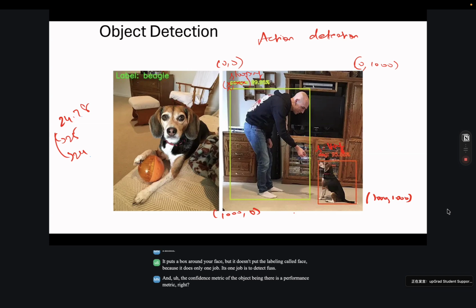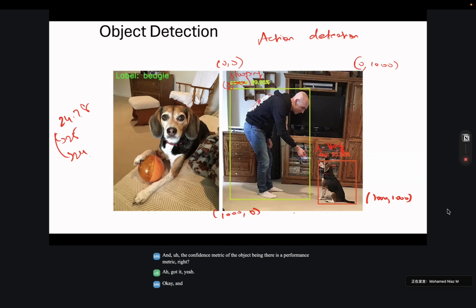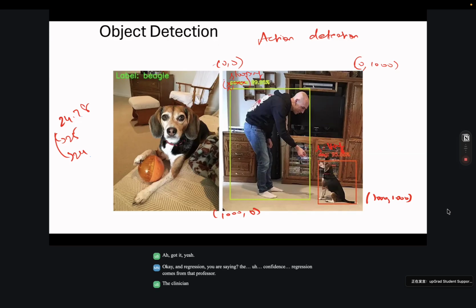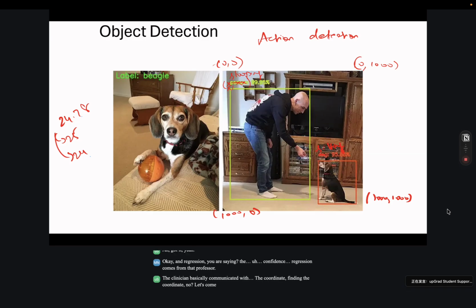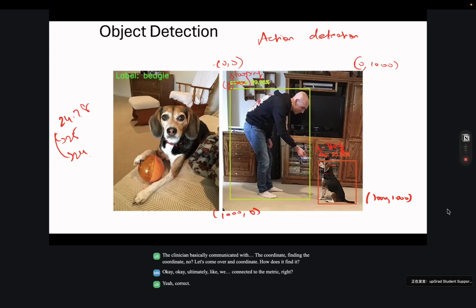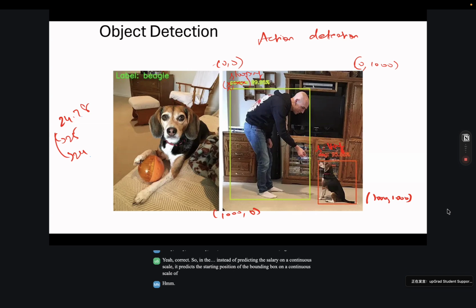Correct. And regression, you are saying the confidence of regression comes where, Professor? The regression basically comes with finding the coordinate, the x comma y coordinate. How does it find it? Ultimately, we connect it to the metric, right? Correct. Instead of predicting the salary on a continuous scale, it predicts the starting position of the bounding box on a continuous scale of 1 to 1,000.